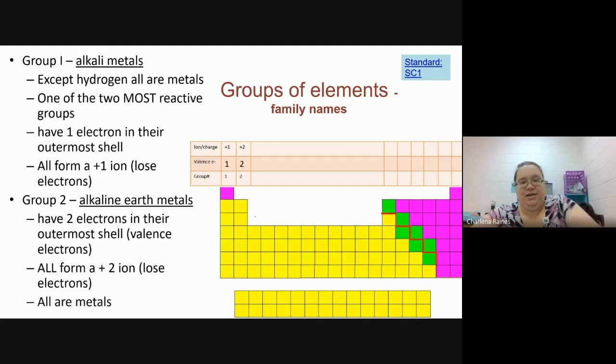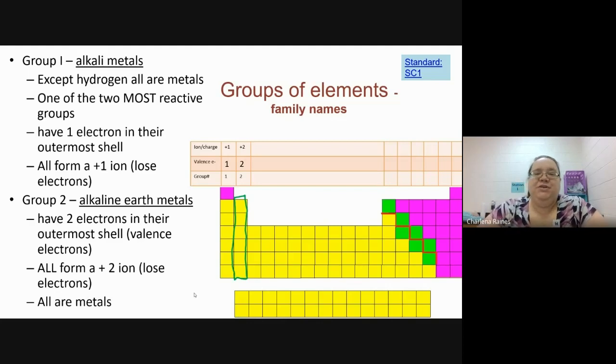For group 2 elements, they are all metals. So group 2 is outlined in a green box, because my groups do not include those bottom 2 rows. Those bottom 2 rows are their own little special groups.